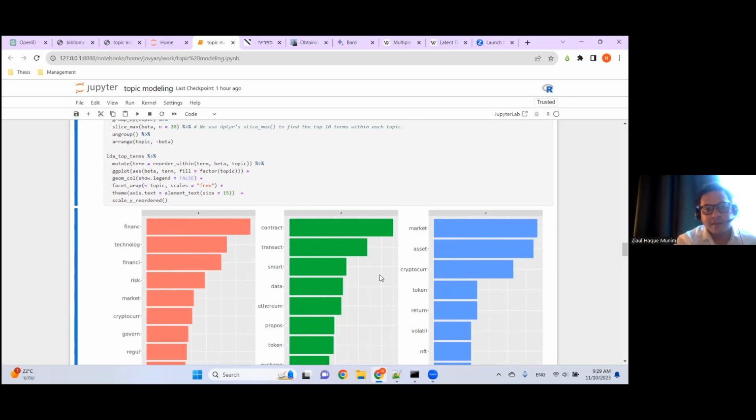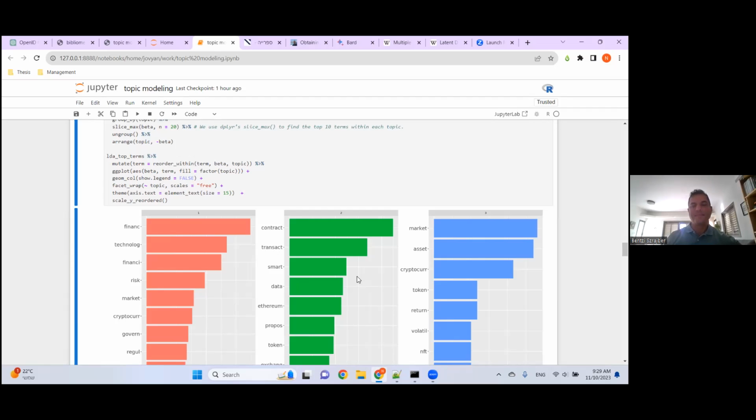Really, yeah, from here, looking at the first couple of words, we can already get an idea. So as you say, the first one is more towards finance, traditional technology finance. Then the second one is more about contracts and transactions and smart contracts. The third one is more about the market volatility, right? So the market comes up first. So looking at it, we can get a very good idea that these three themes are going on there.